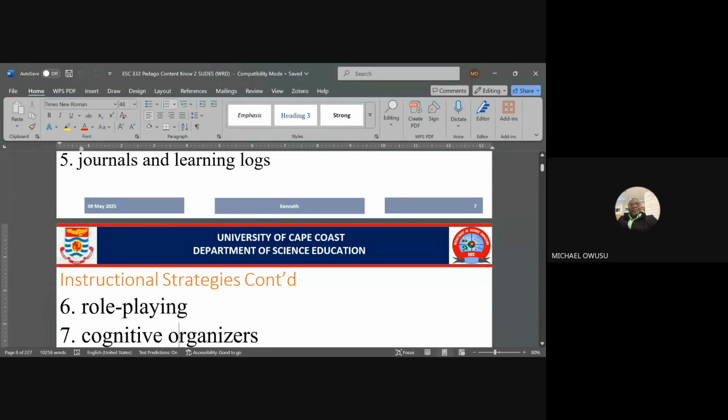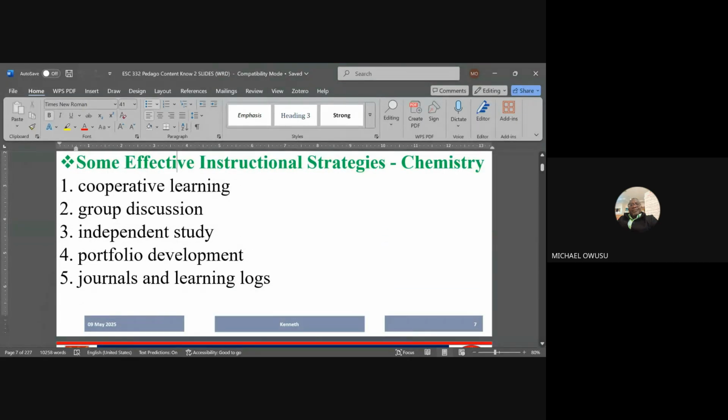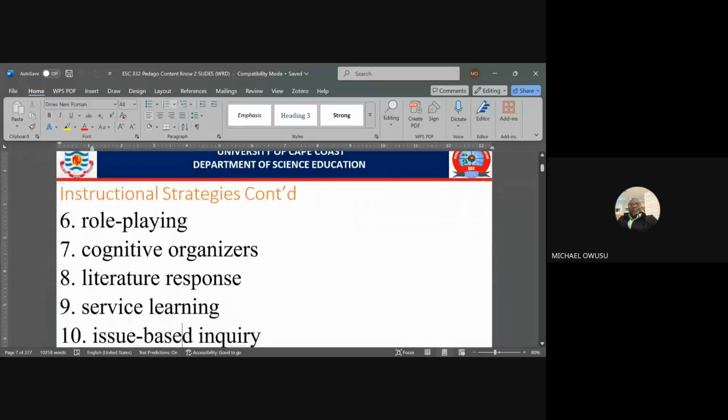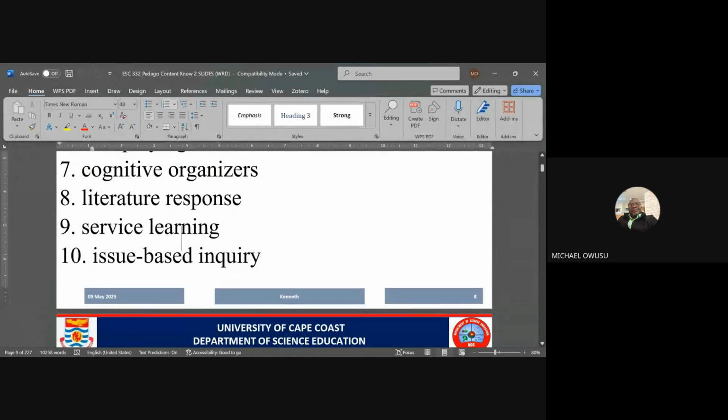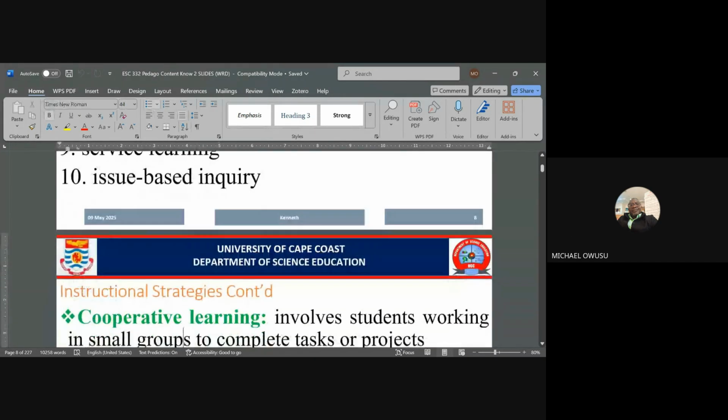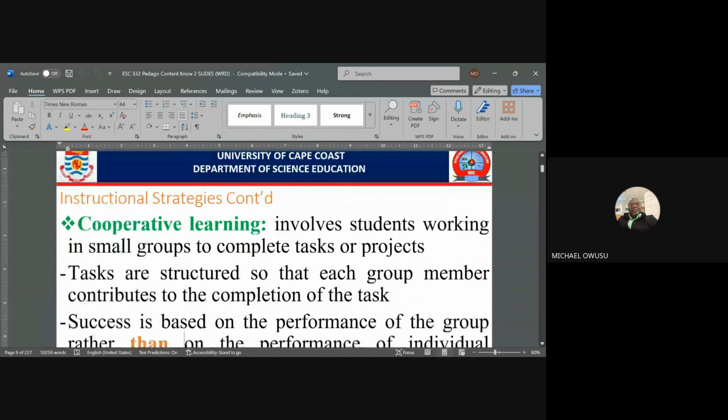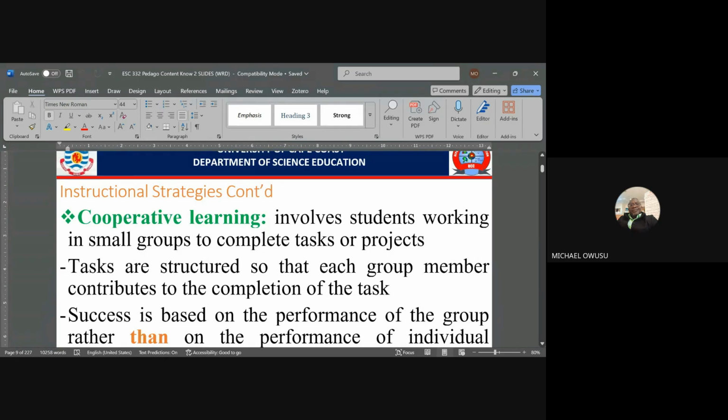Sometimes they even do this. They build cars from empty cans. They do a lot of drawings. Sometimes they even make some moldings. All these things constitute what we call portfolio development. Put all of them together. Sometimes they write essays and other things. Then these things that they do, at the end of the day, they put all of them together, and that also can contribute to their portfolio development.